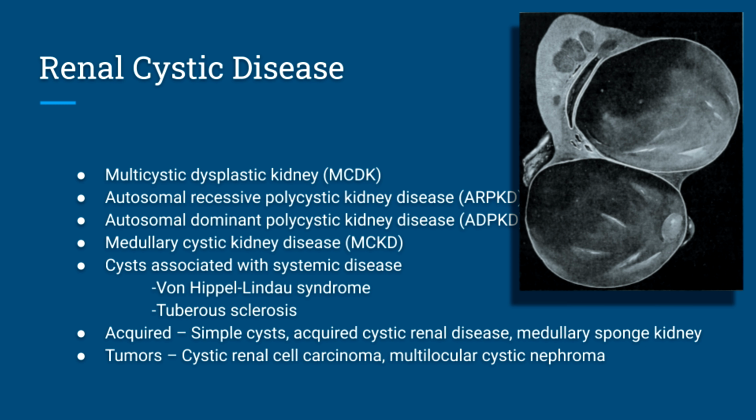Medullary cystic kidney disease. Cysts associated with systemic diseases like von Hippel-Lindau syndrome and tuberous sclerosis. We get a lot of patients with tuberous sclerosis, and a lot of them have cysts and angiomyolipomas. You also have simple cyst, acquired cystic renal disease, medullary sponge kidney, and some tumors that could be cystic. So you have cystic renal cell carcinomas and multilocular cystic nephromas.